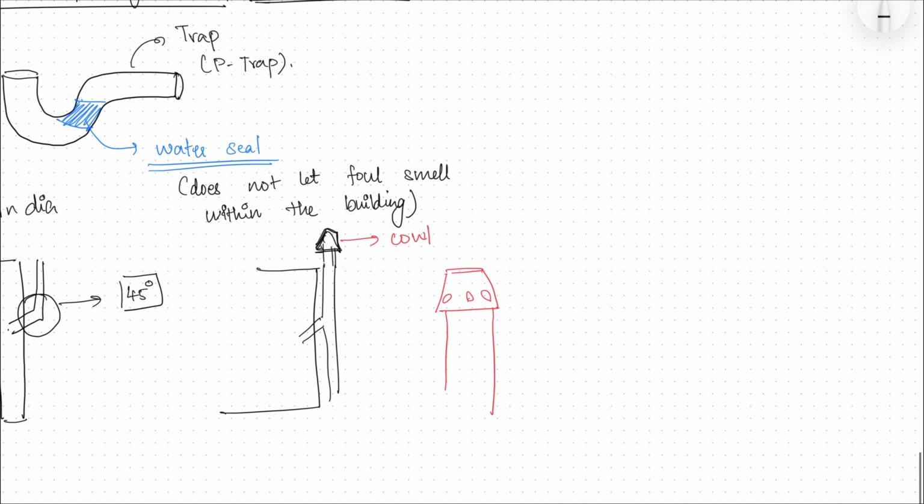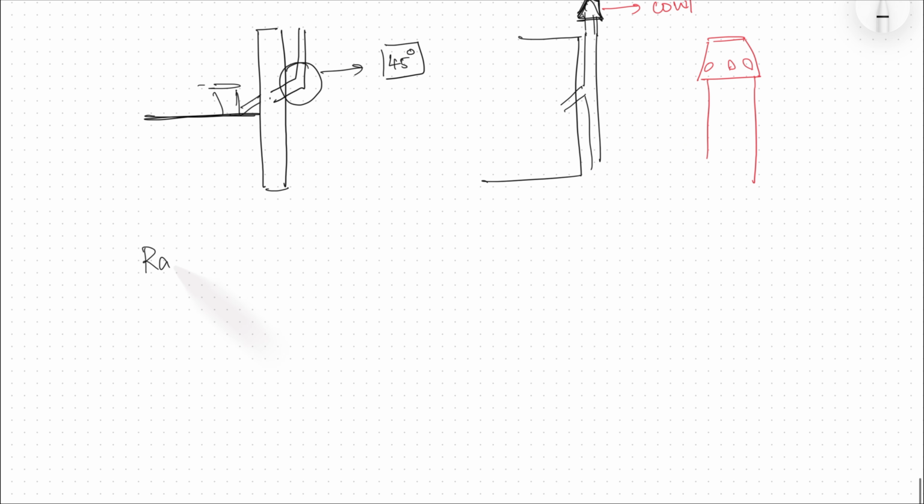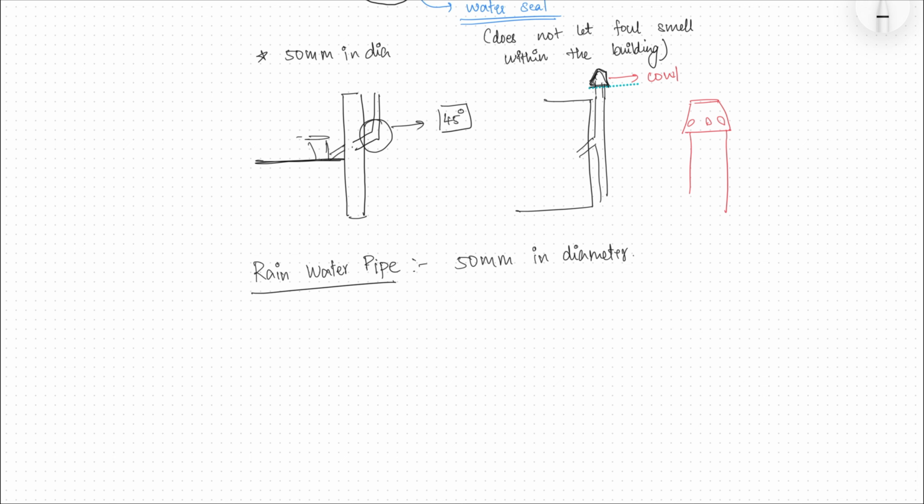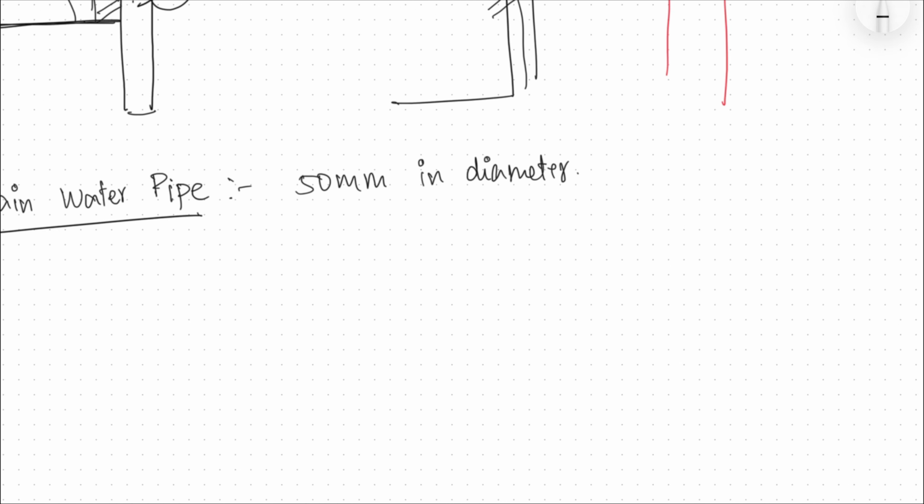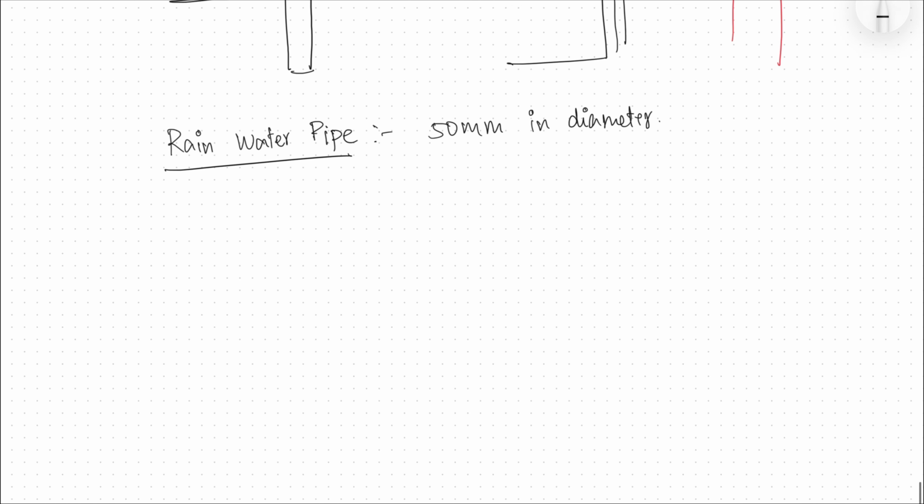Then you have rainwater pipe, and as the name suggests, it's the pipe through which the rainwater that is collected in the terrace is flown down. So rainwater pipe is that, and its diameter is 50 mm. And now that we talked about different pipes, let's talk about the different plumbing systems that are used in drainage collection. Okay, so there are basically four systems.